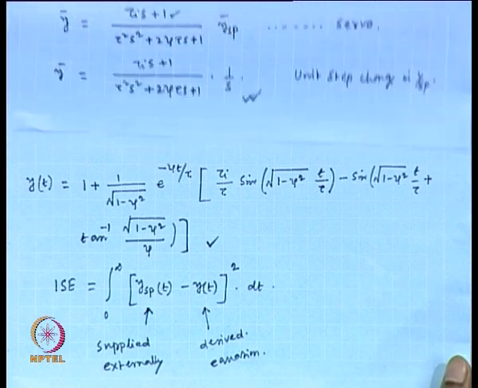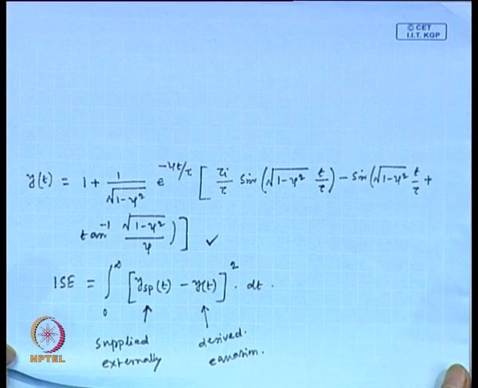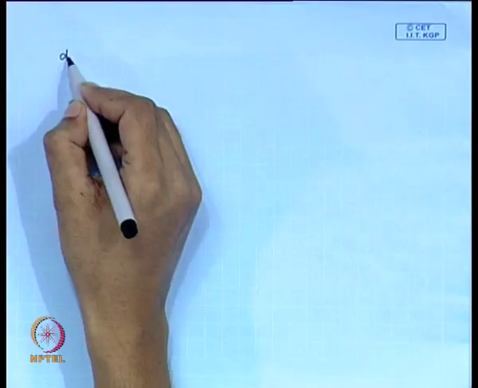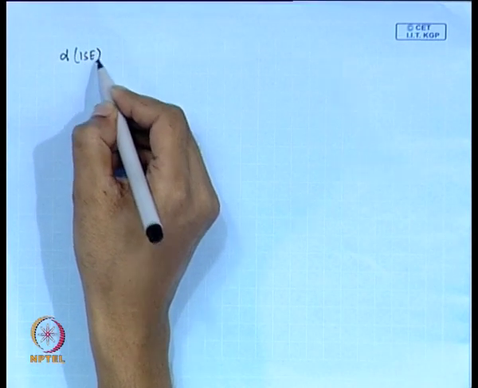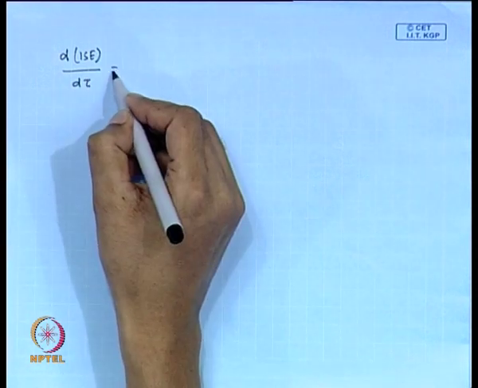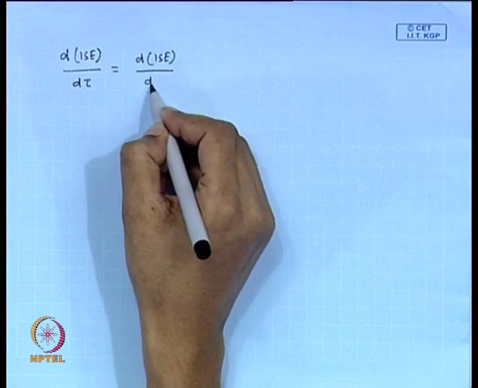Now, what is our target? What is required to do? The ISE should be minimized with respect to tau and with respect to zeta.